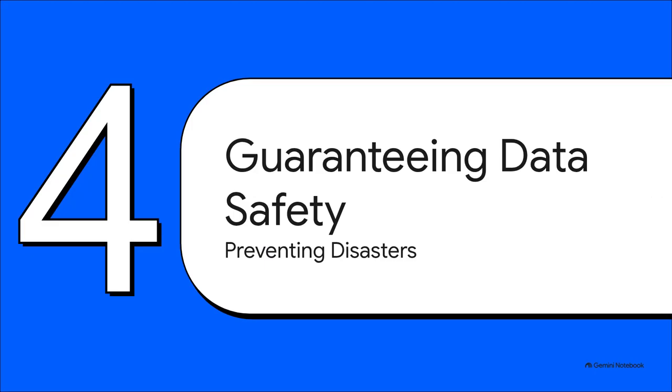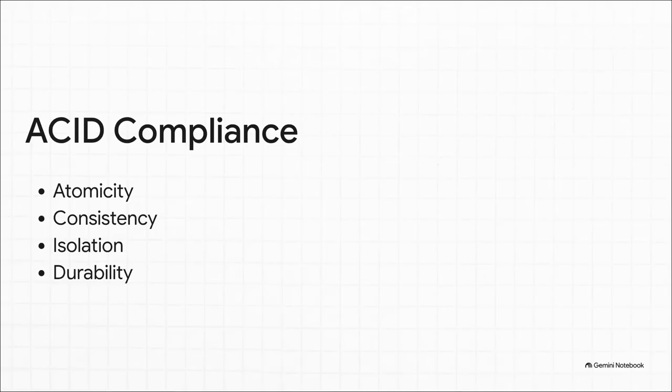All right, moving to section 4, guaranteeing data safety. Let's talk about the absolute worst-case scenario for an online store. What if the server suddenly loses power exactly halfway through processing your payment? Your bank gets charged, but the actual order never generates. Yikes, right? How do databases prevent this nightmare?